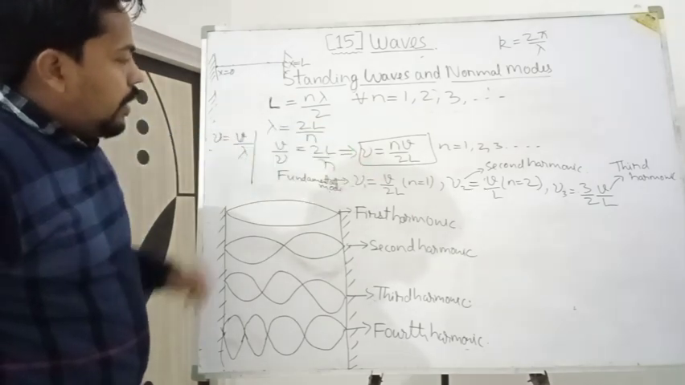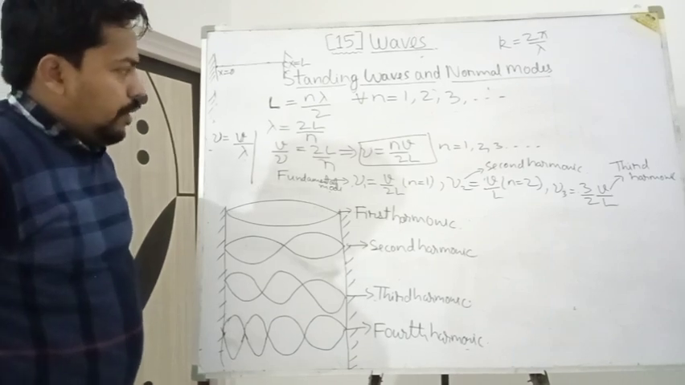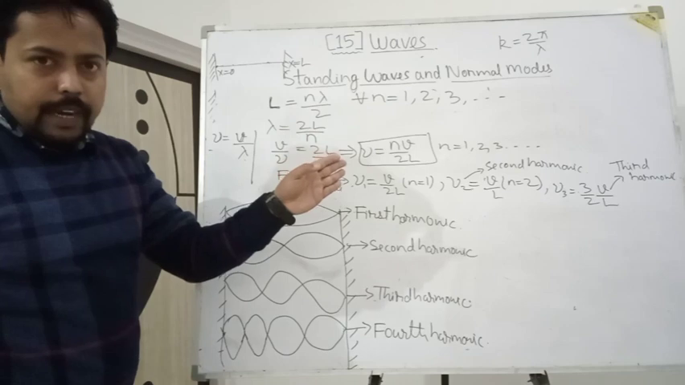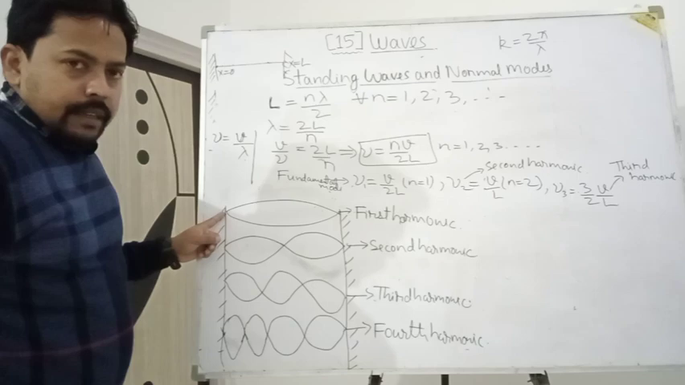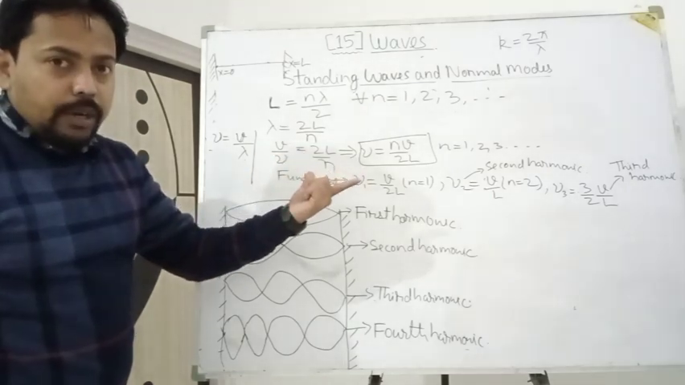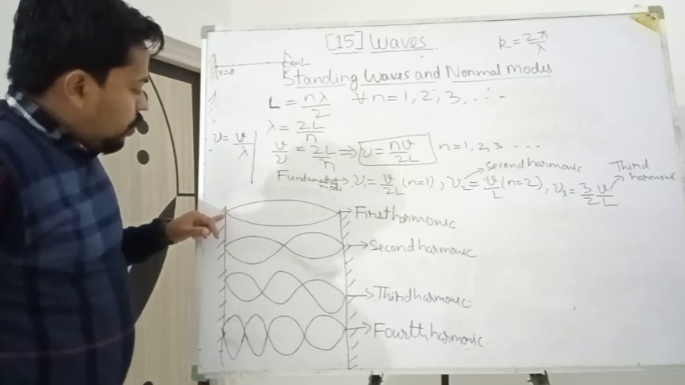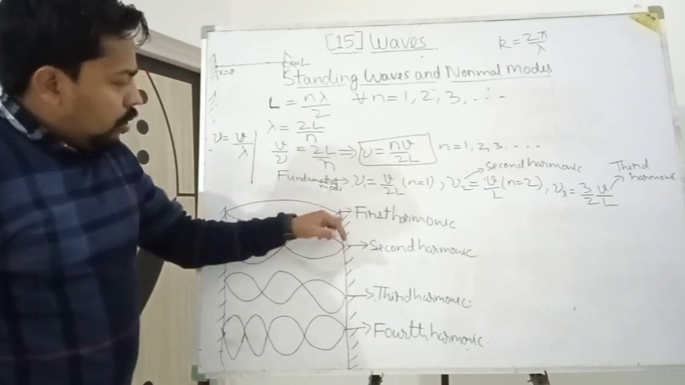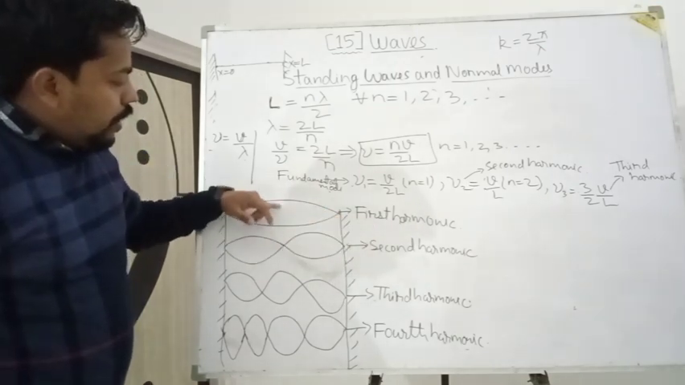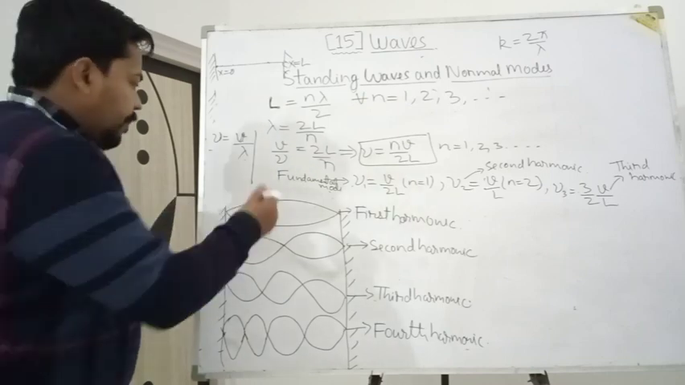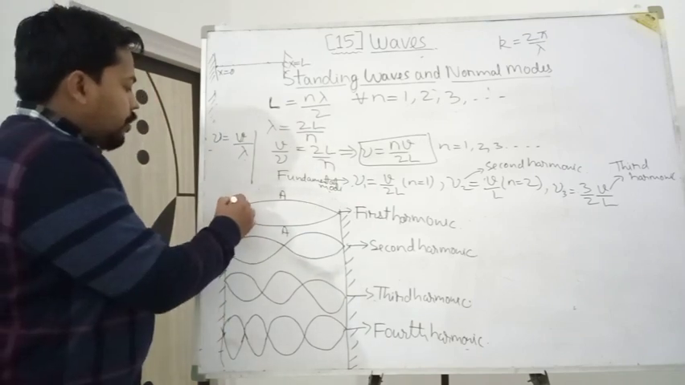V upon 2L. In this case, how many nodes and how many antinodes will there be? According to the expression for the position that we got previously, we can calculate and conclude that the first harmonic has two nodes and two antinodes. Here is the position of the antinode, which I denoted by A, and here is the position of the node.